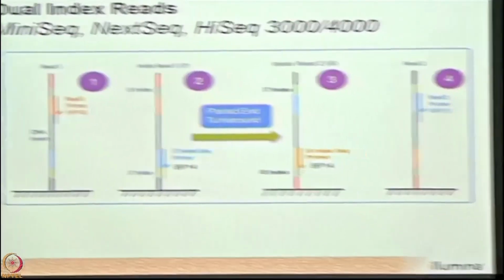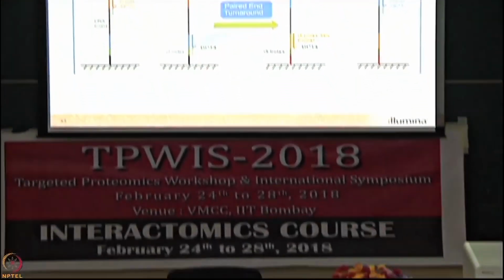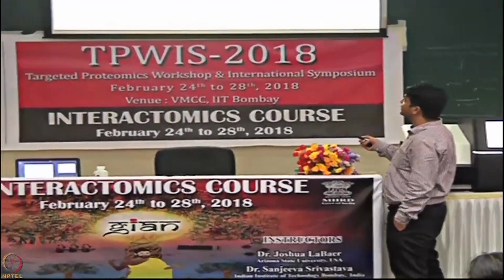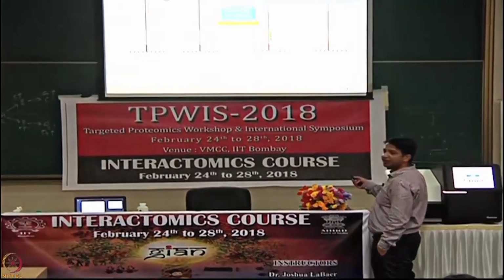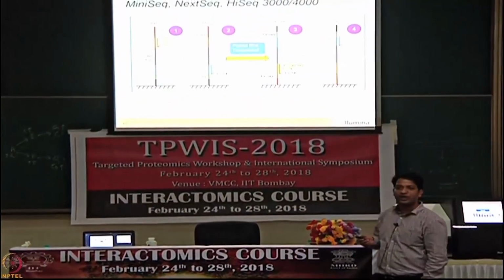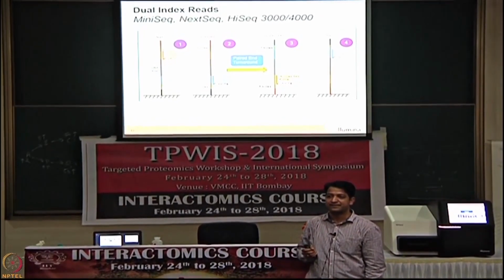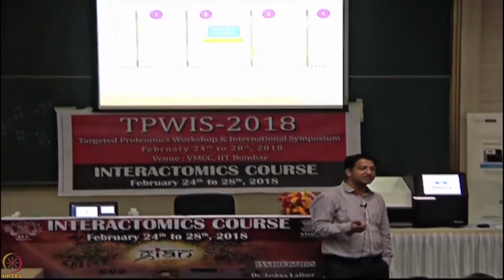So one candidate asked me, why do you need a separate read for indexes, right? Let's say you have this DNA fragment and you can remember the structure, so here are the indices. So why do you need this separate read? You can directly read from here itself. Why do you need a separate read for that? Makes sense? His question was logical.